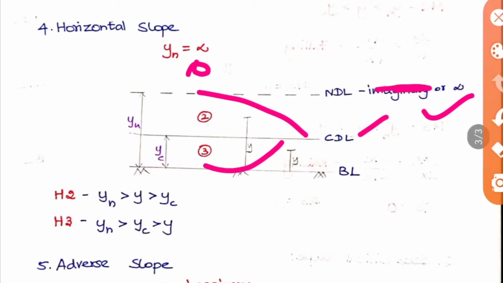Okay, so in H3 the hydraulic jump is possible, when y is less than yc. So a hydraulic jump is possible in this case, that is H3. And according to the slope, that is flow, here H2 will be subcritical and H3 will be supercritical flow.